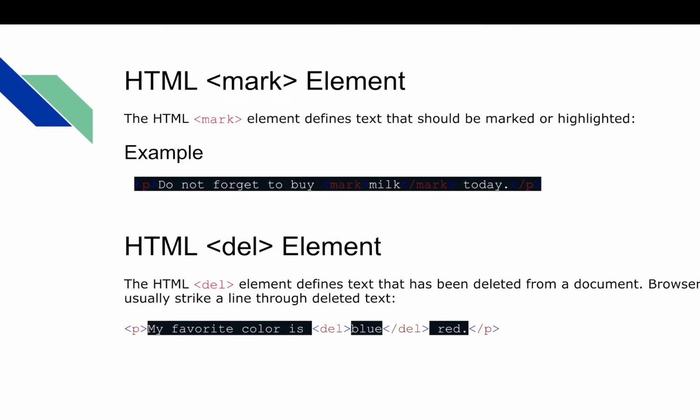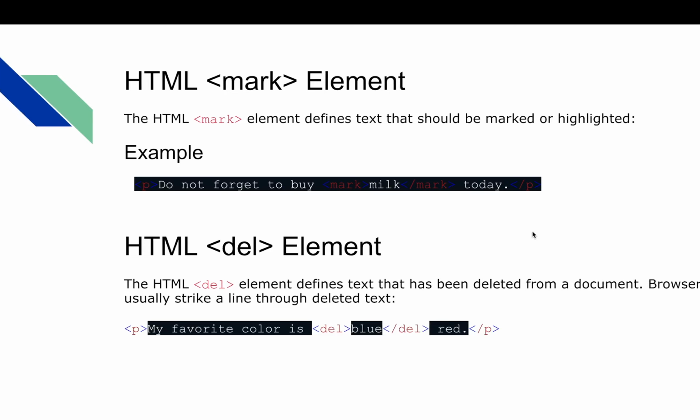So now the HTML delete element. The HTML delete element defines text that has been deleted from a document. Browsers will usually strike a line through deleted text. So when you add something like a delete text, the browser will strike a line. So you have seen it.